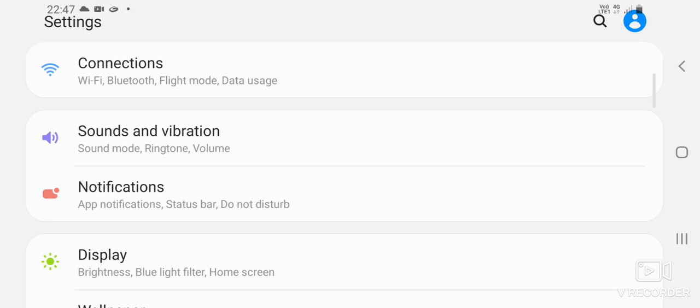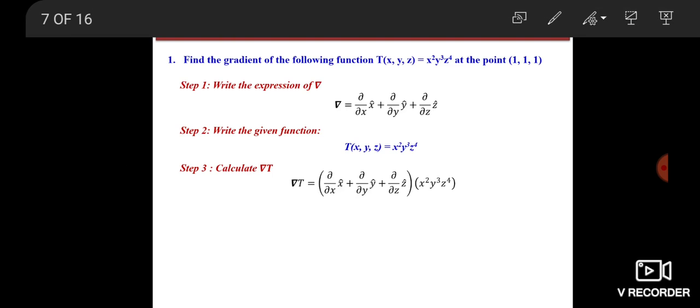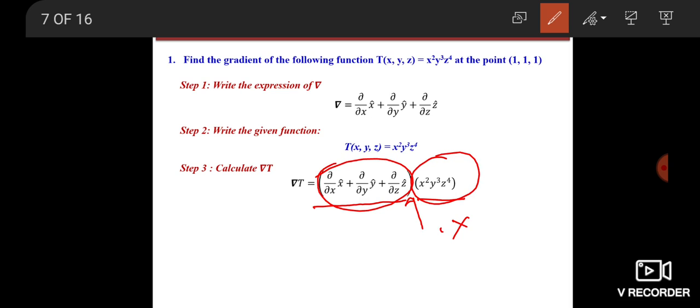and the expression for the given function. That means nabla, which is del/del x x cap plus del/del y y cap plus del/del z z cap, and the given function x square y cube z to the power 4. Remember that don't use any dot or cross in between nabla and the given function. If you put any such symbol, then it will be meaningless. It will not show the gradient of this scalar function. Now we have to solve this differentiation.